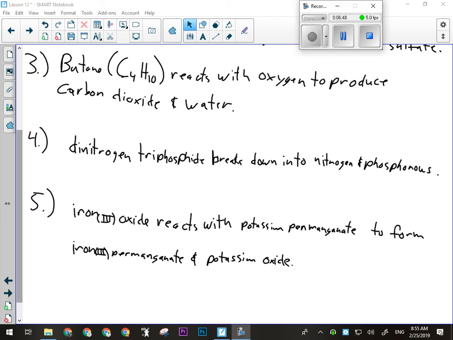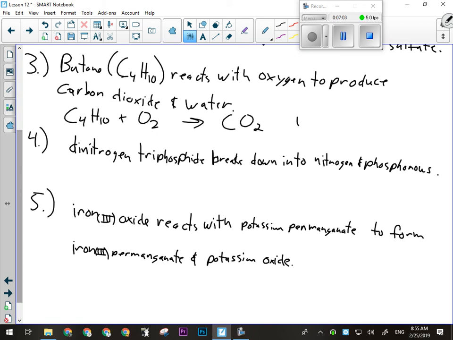All right, let's have a look at number 3 here. We've got butane, which is C4H10. So we'll have C4H10 reacting with oxygen gas, so plus O2, and that's going to produce carbon dioxide, CO2, and water. What kind of reaction is that? It's a combustion reaction, right? We've got something that's burning in the presence of oxygen.